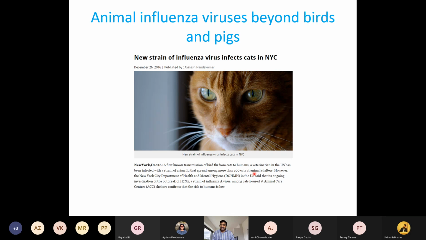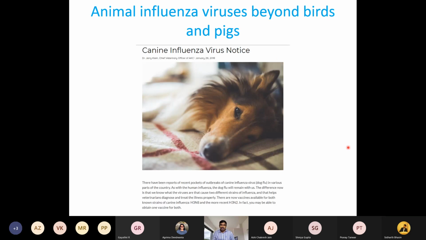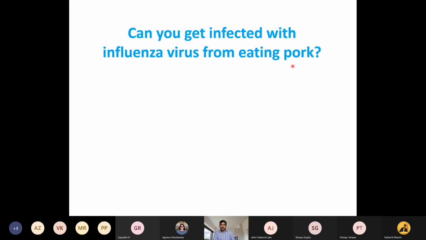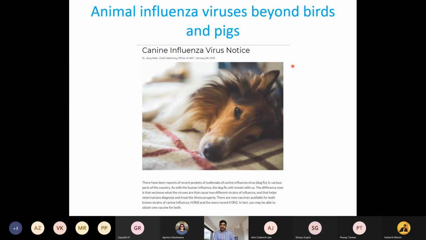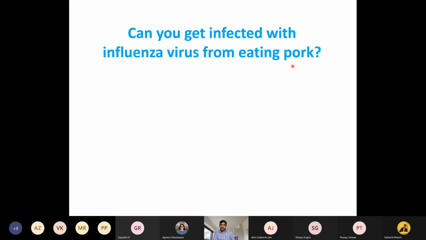So, which are the animals? The animals include cats. There was an outbreak in New York City among cats, a small one, and it can also infect horses. So sorry, not horses, I'm so sorry, dogs. So this is called canine influenza. These two are the other animals apart from humans, birds, and pigs that have been infected with influenza viruses. Dogs and cats are included in the list.